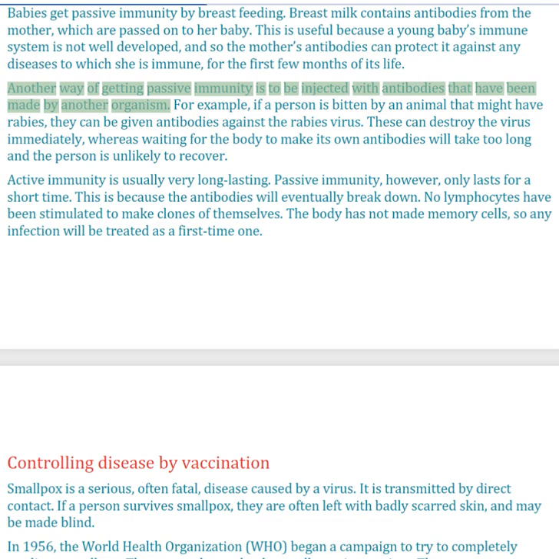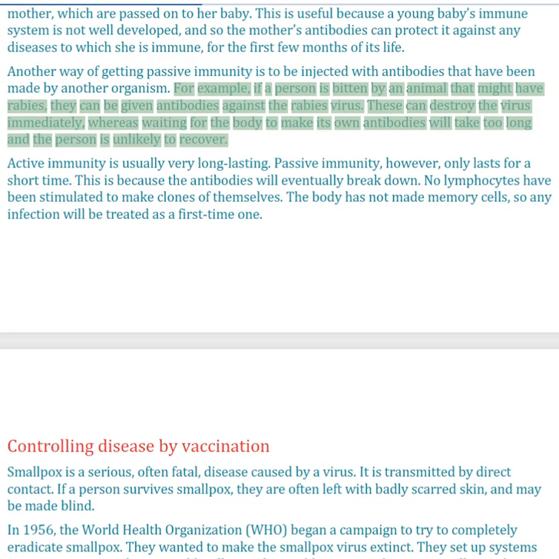Another way of getting passive immunity is to be injected with antibodies that have been made by another organism. For example, if a person is bitten by an animal that might have rabies, they can be given antibodies against the rabies virus. These can destroy the virus immediately, whereas waiting for the body to make its own antibodies will take too long and the person is unlikely to recover.